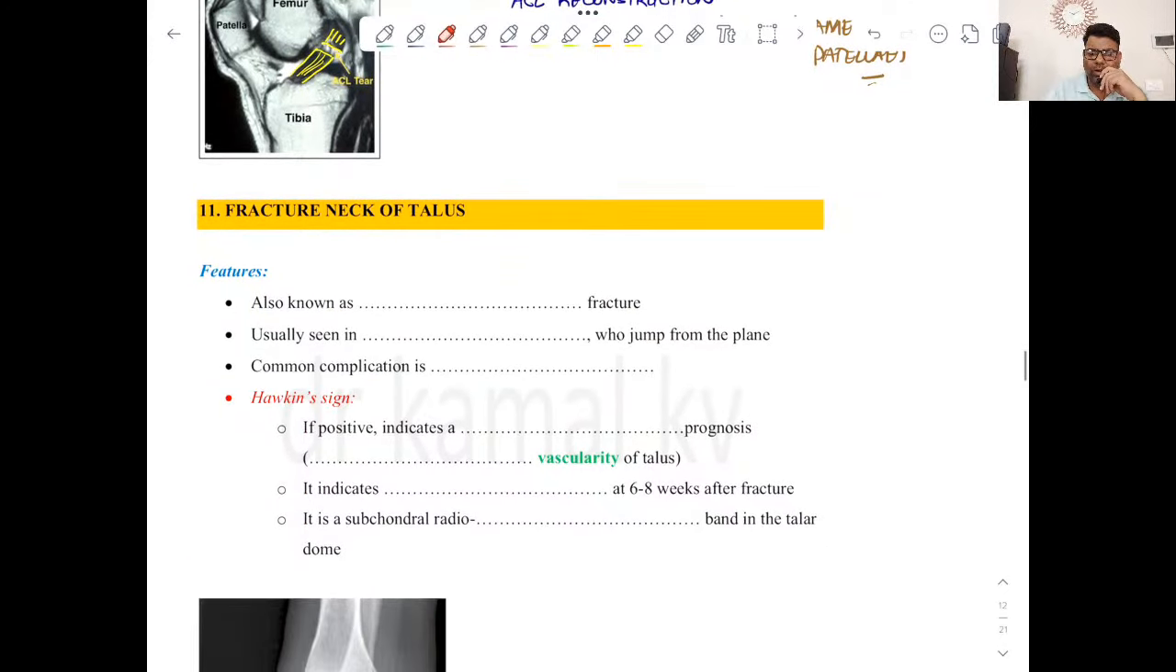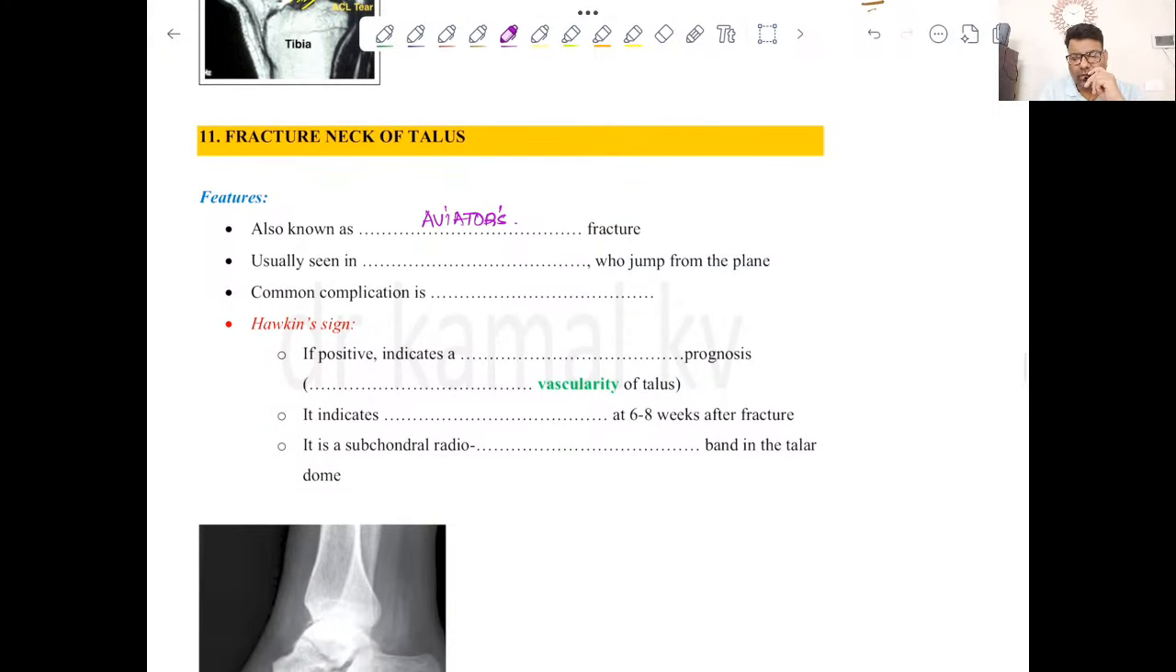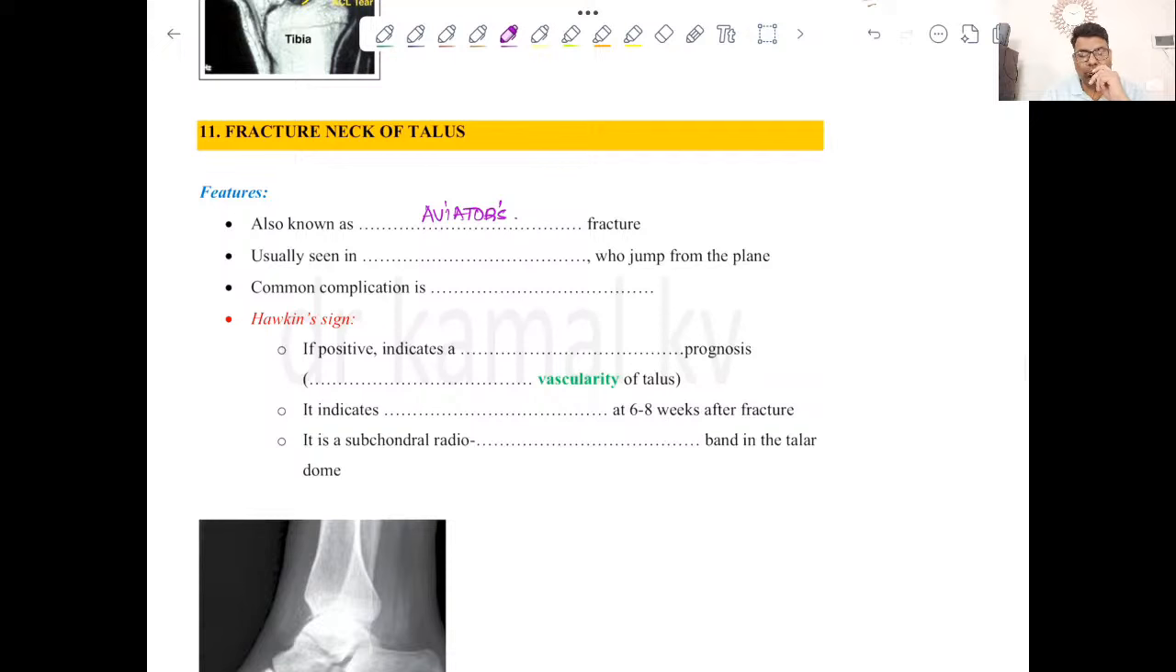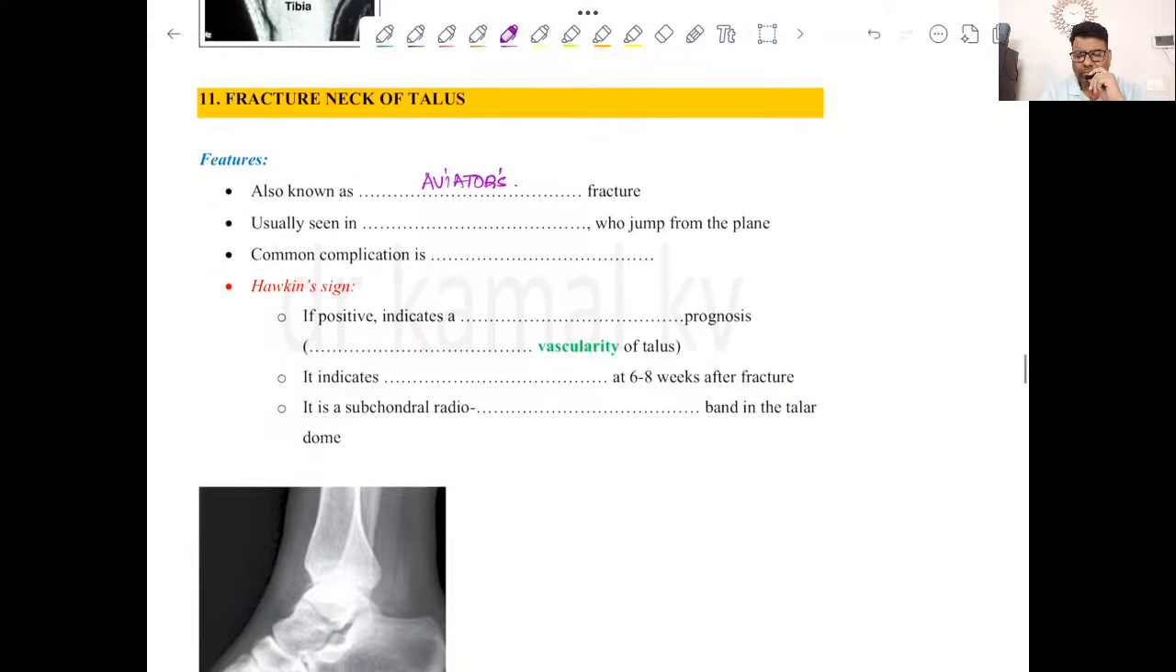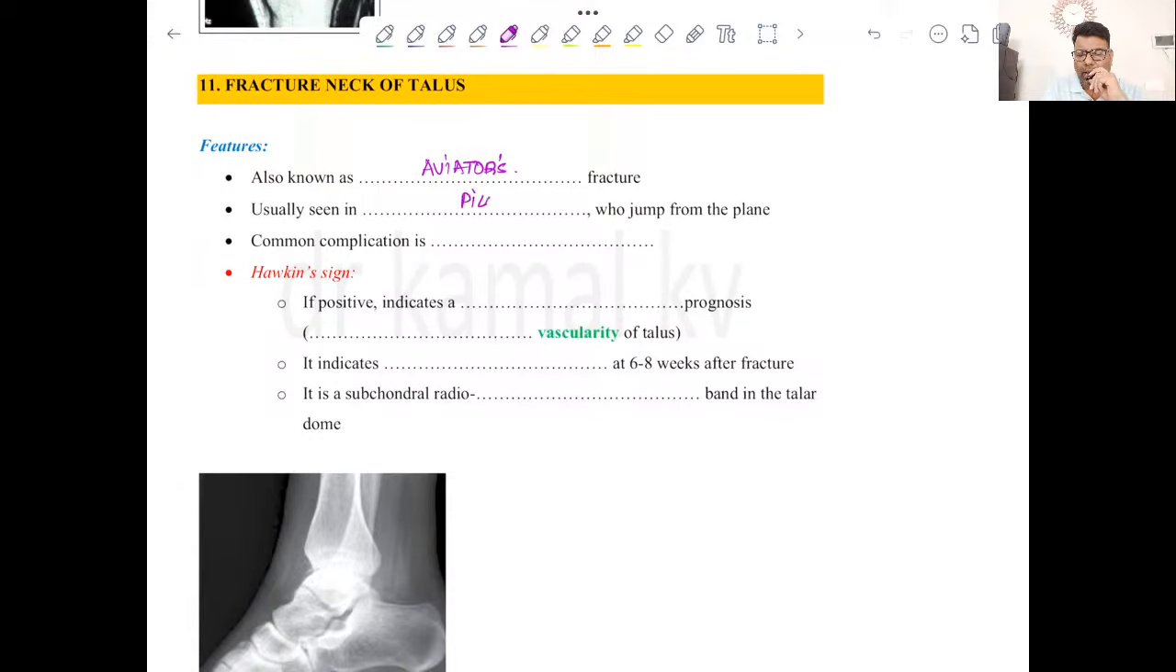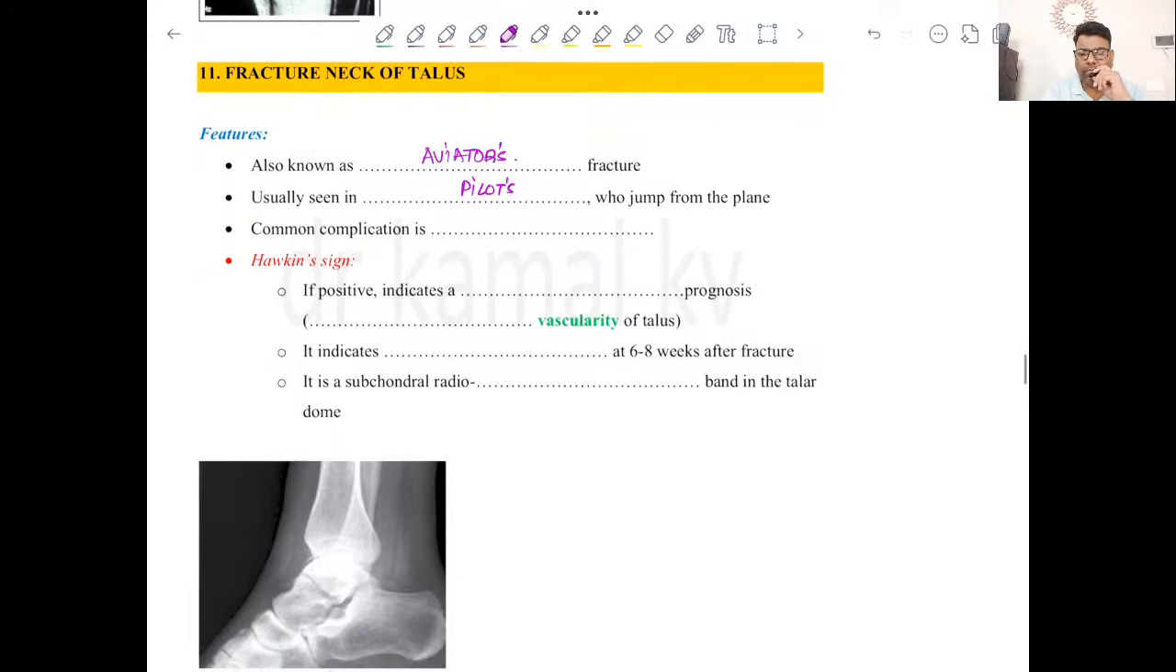Then another important fracture in the lower limb is fracture neck of talus, which is also known as aviator's fracture. It is especially seen in pilots who jump off from the planes in case of a crash or some engine failure. So when they develop this neck of talus fracture, therefore it is known as aviator's fracture.